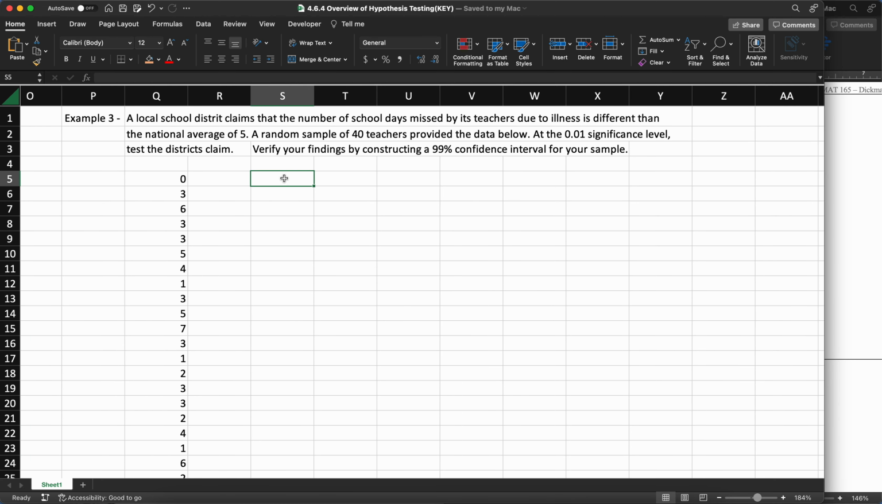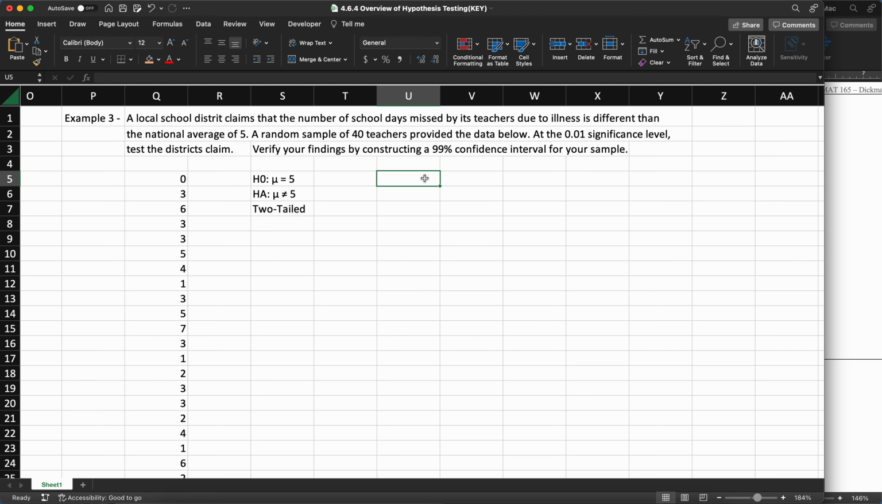So first, we're going to create our null and alternative hypotheses. Our null hypothesis is that the mean is 5, mu is 5. That's the national average of absences due to illness. H sub A, since we just want it to be different, means that we're not equal to 5. So this is a two-tailed test.